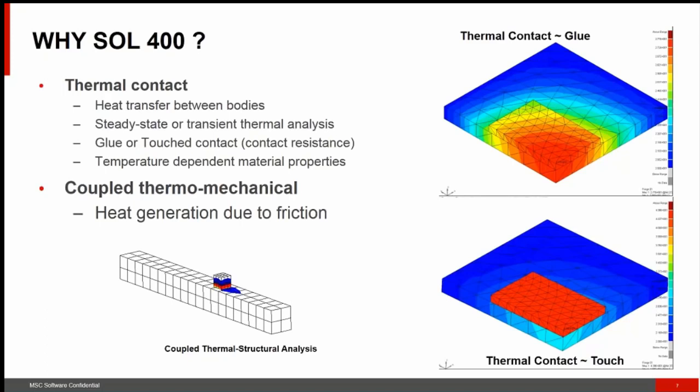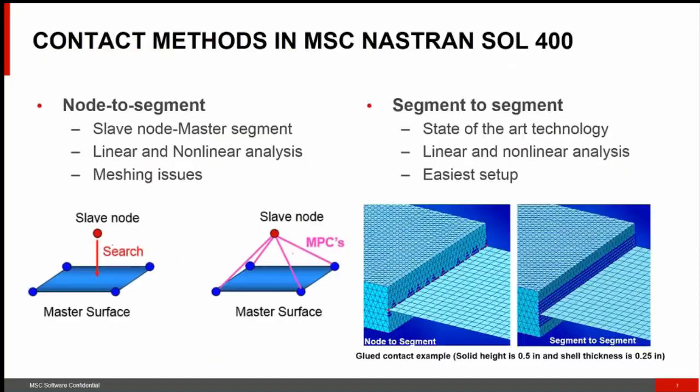Here, for example, we can see the friction heating. This is also considered in the coupled thermal structural analysis. It's a capability that is available and can be used. You can see here that when we run the analysis, the temperature of the block is rising as the model goes through. So these are some of the capabilities that are available in Nastran Solution 400 when it comes to contact.